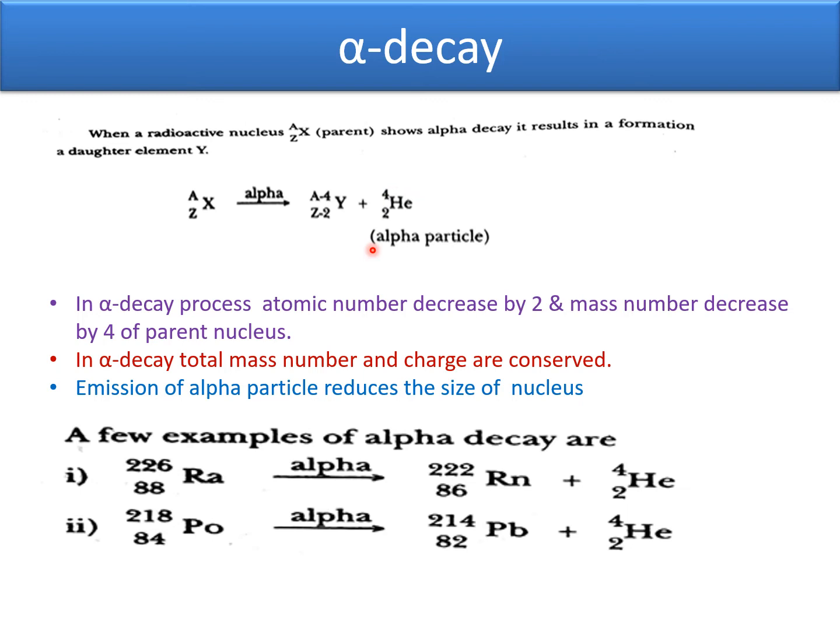All these reactions take place with respect to the nucleus, not the chemical compound. We are going to discuss them on the basis of the nucleus, not the electron configuration or the element. What happens when an alpha particle is emitted from the material? It reduces the atomic number by 2 and the mass number by 4. Second, here are some examples. Radium is converted to radon by emitting an alpha particle. Polonium is reduced to lead by emitting helium.